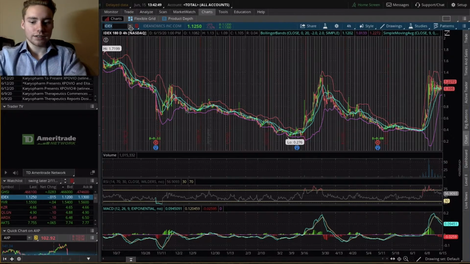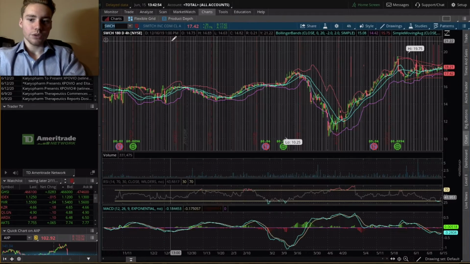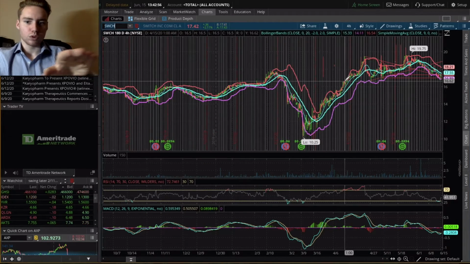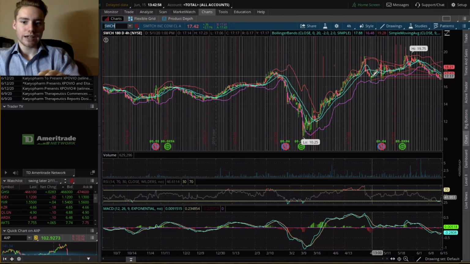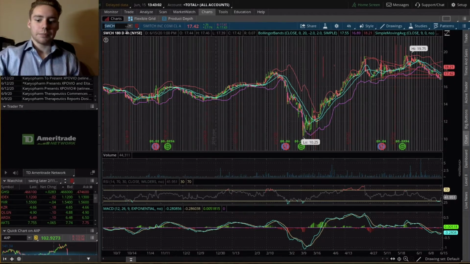So something like this, SWCH, we can see that this is much more prolonged. It goes down steadily, it comes up steadily, it's not like that with a pennant.